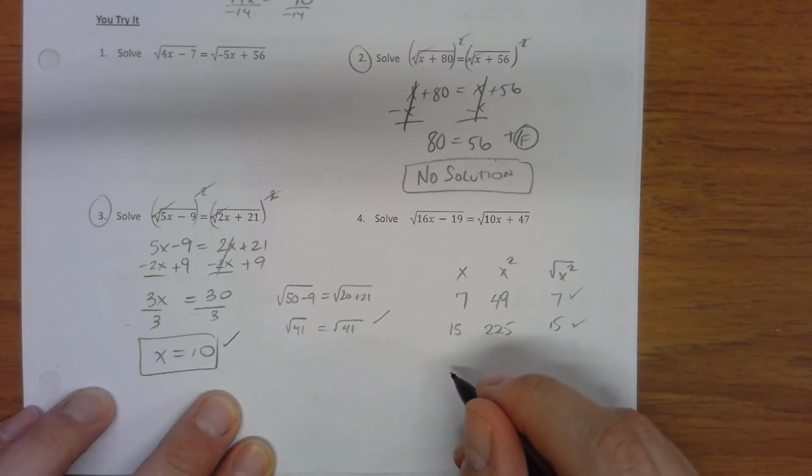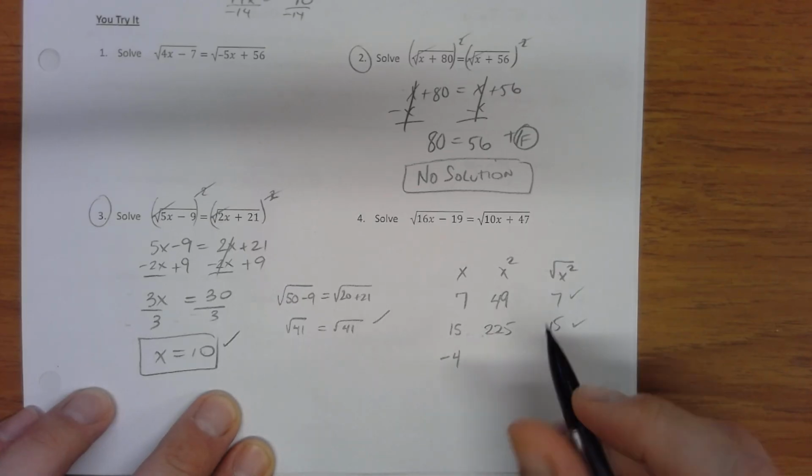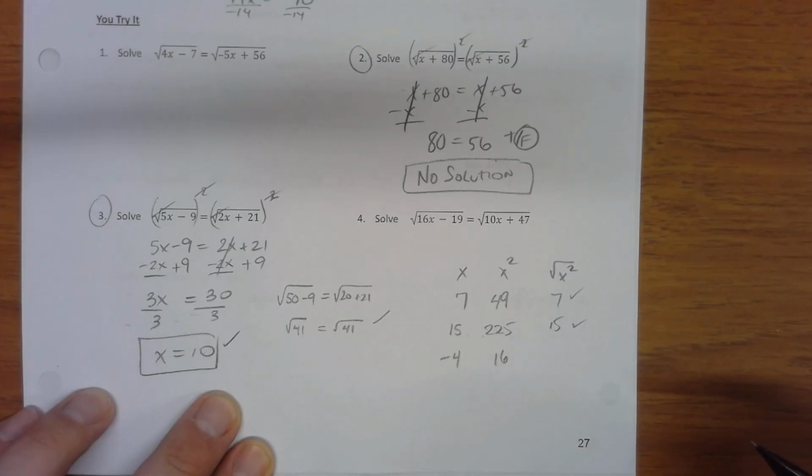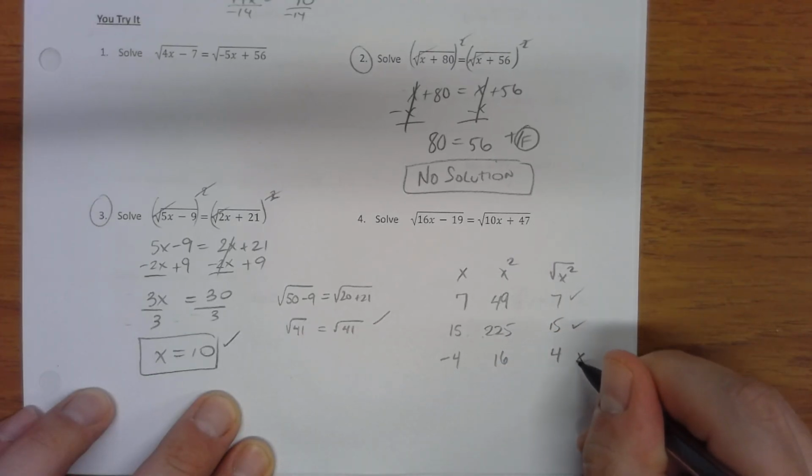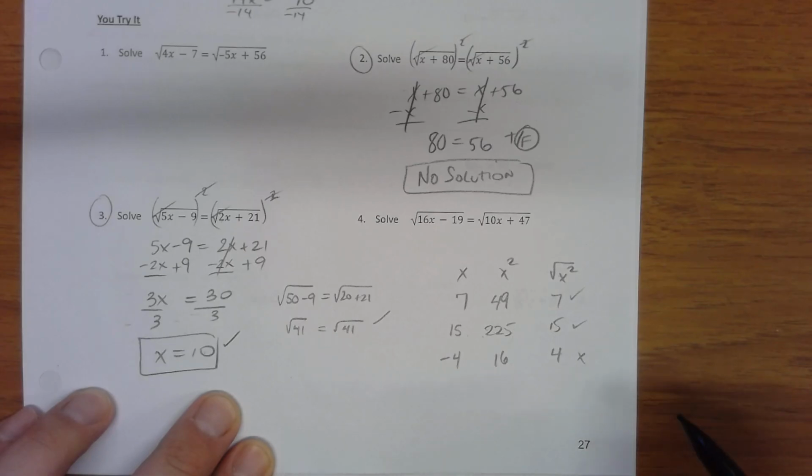What if I choose like negative 4? If I square negative 4, I get positive 16. And if I square root a positive 16, I get 4. Do I get the same number I start with? No. So squaring and square rooting are inverse operations only for positive numbers. So it may be necessary to do these checks because sometimes we get an answer that may not make sense.